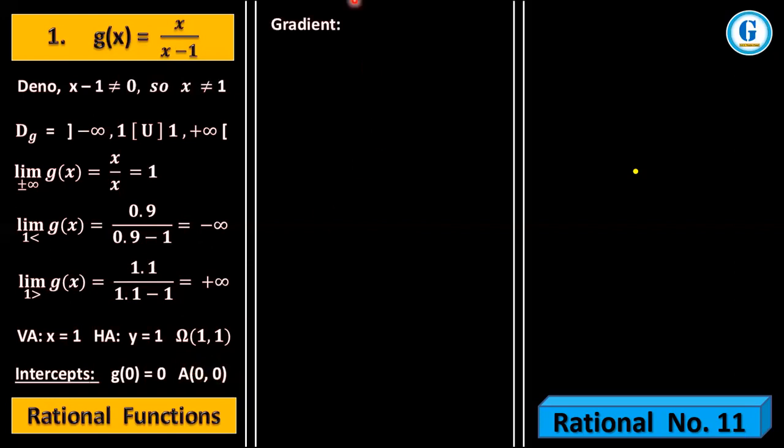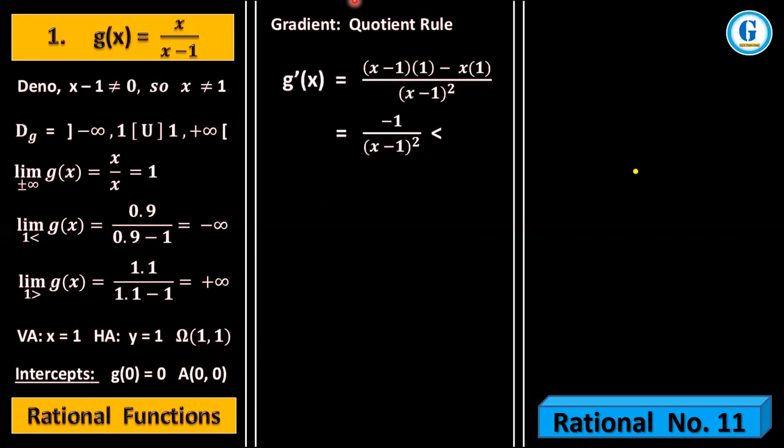This brings us to the gradient function. And since this is a rational function, we are going to be applying the quotient rule. You know what the quotient rule is about, right? So for the quotient rule, we have the bottom constant to differentiate the top, minus the top constant to differentiate the bottom, all that on the square of the bottom.